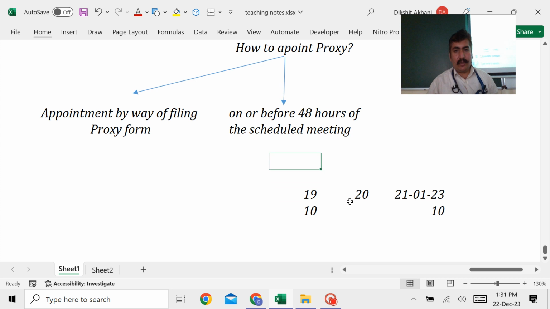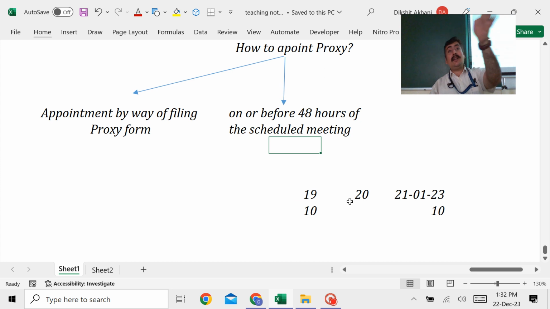So let me tell you, my dear students, any proxy form deposited within 48 hours will not be accepted. So if you suppose by mistake deposited just 24 hours before, company accepted it, but later on company rejected, you cannot argue like this, sir, you have accepted, so allow my proxy now. Acceptance doesn't mean that the company can bypass the law. Got it?